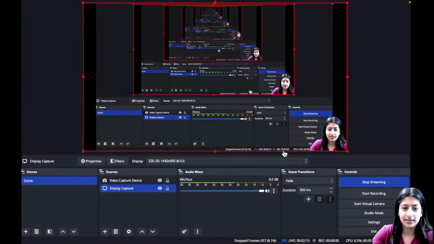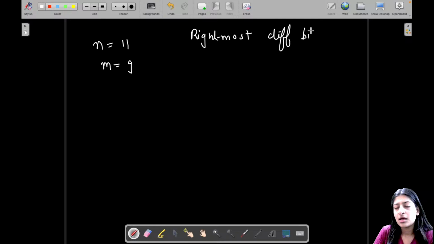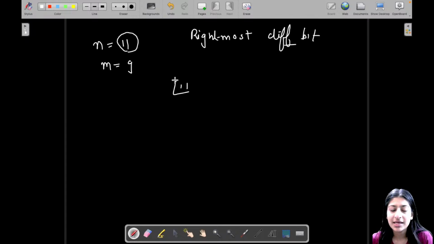So let's see now. Your n is 11, your m is 9. You have to find the rightmost different bit. This means that a number in terms of bits can be represented like this. This is the number, right? Our code works on the binary representation of numbers. We feed a number in decimal form, but all the operations take place in binary.